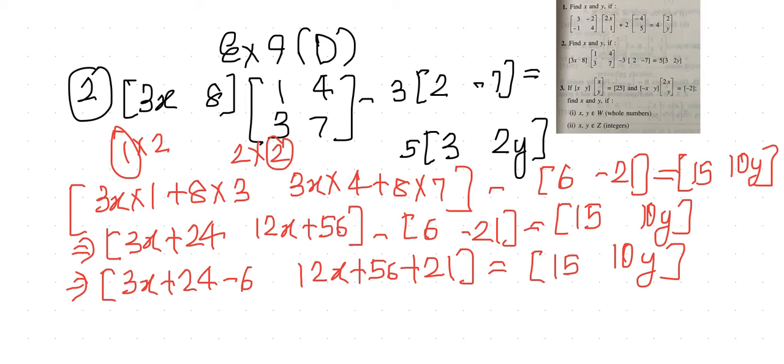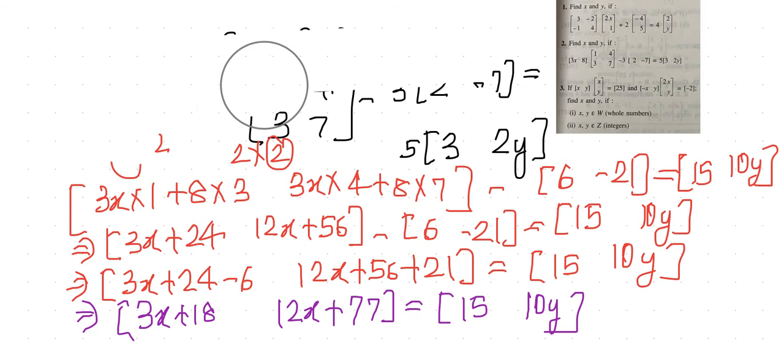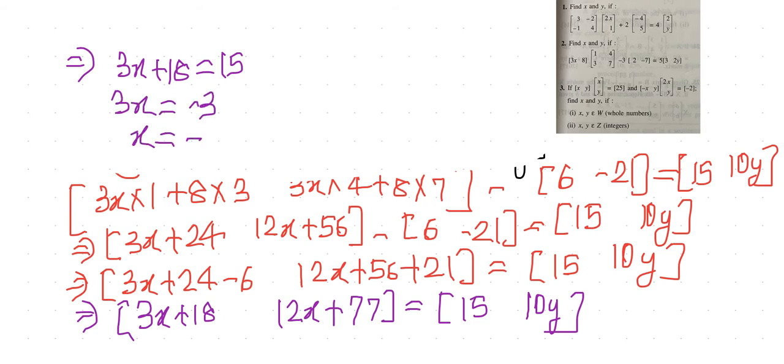Okay, so this implies what? 3x plus 18 on this side, and on this side you will have 12x plus 77, and this is equal to 15, and here we have 10y. So we will now equate both of them. What are we getting now? This implies 3x plus 18 is equal to 15, of course. So what is the value of 3x? 3x will be equal to minus 3. So the value of x that we will be getting is minus 1.